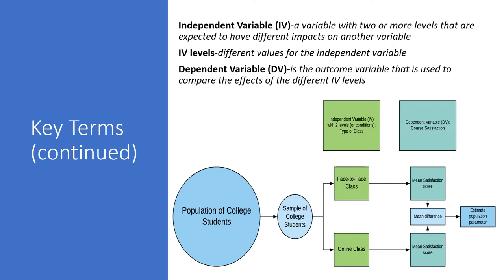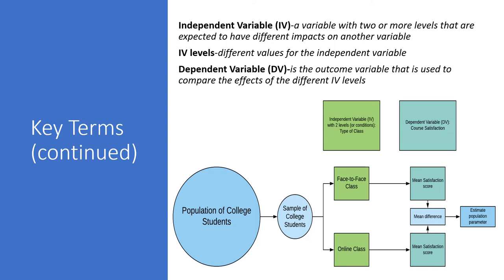Some other important terms that we're going to deal with this semester are independent variable and dependent variable. So I'm going to use this example to illustrate these different terms. Again, I am interested in studying the population of college students. It's too large, I can't study them all, so I take a sample. And then I take that sample and I split it into two groups. In this study, I'm interested in seeing the effect of the type of class people take on their overall satisfaction with that class after the semester is over. So my independent variable is the type of class. If I randomly assigned half of the students to take a face-to-face class, and the other half of the sample to an online class, my independent variable is type of class. It has two levels, either face-to-face class or online class. Again, that's the independent variable that has two levels.